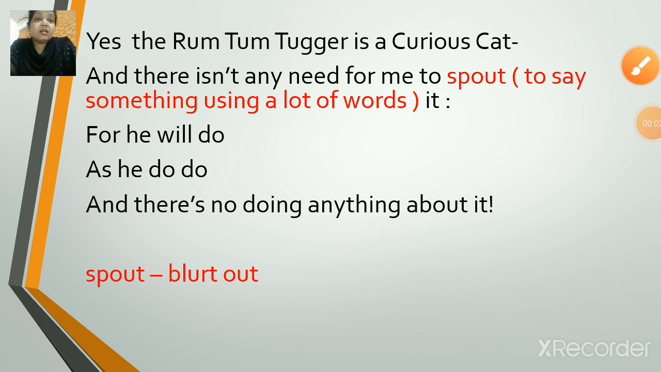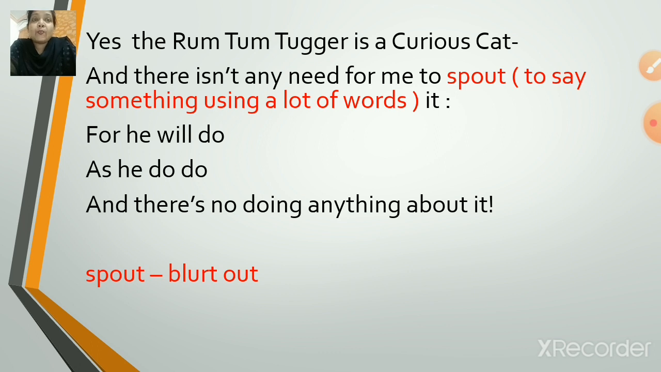Yes, the Rum Tum Tugger is a curious cat, and there isn't any need for me to spout it. Now, spout over here means, children, to blurt out, that means to say something using a lot of words. So the poet over here says that there isn't any need for me to speak a lot about the cat, for he will do as he does, and there's no doing anything about it. That means the cat is going to do what he likes to do, and no one, including the poet, can do anything about this.